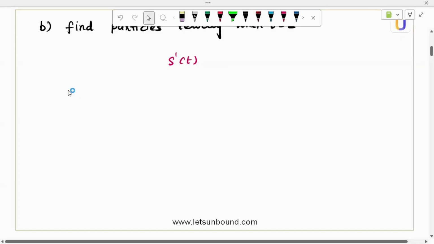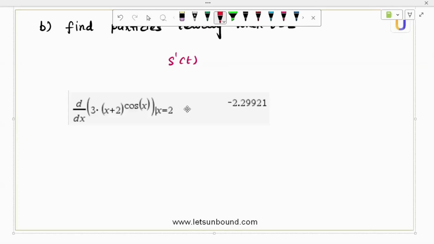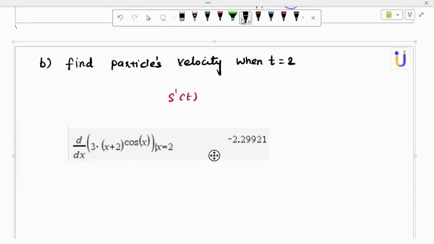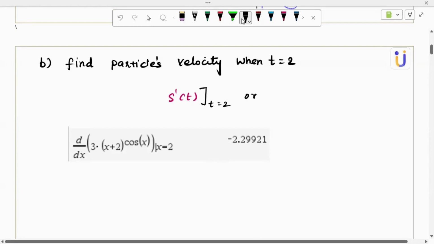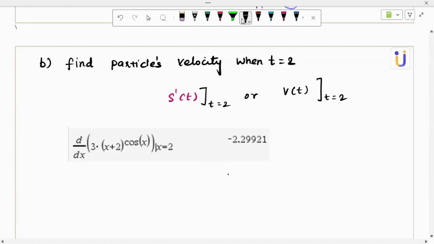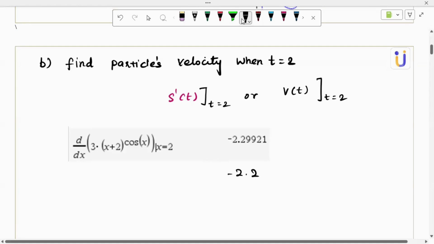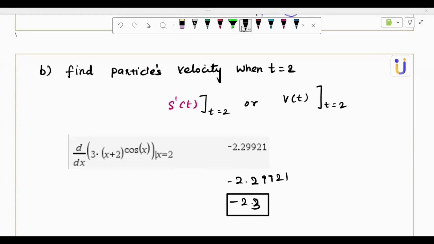So s dash of t, we can also call it v of t, right? So the velocity when t is equal to 2 is this: s dash of t at t equal to 2, or v of t at t equal to 2. Anyway, we got the answer, negative 2.29, which is negative 2.29921. When you approximate, it's going to be negative 2.23, right? And what is the unit for it? Velocity is meter per second, right? And that simple it is.